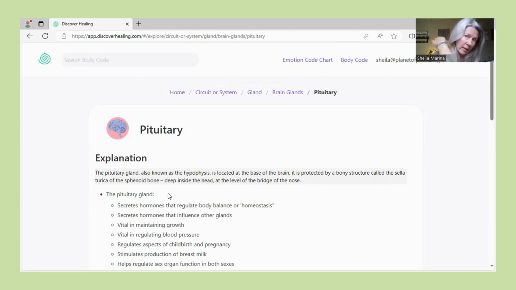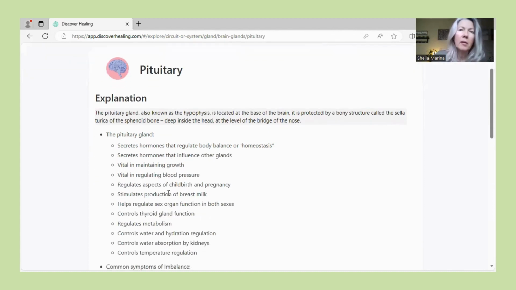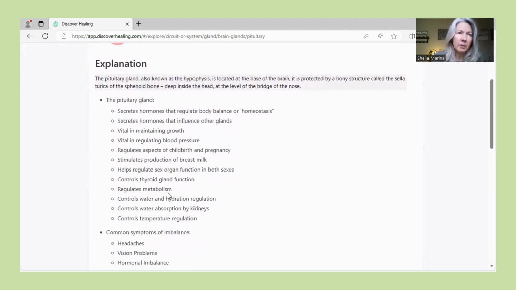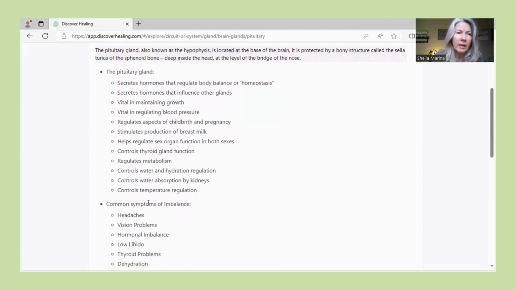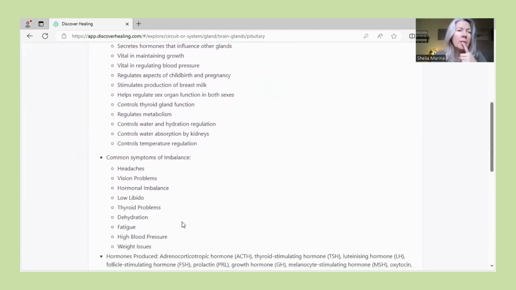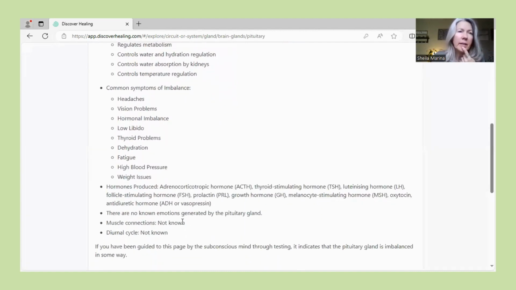And I would believe that it would be relatively the same in a dog's brain as well. So the pituitary gland is responsible for secreting lots of hormones, and it regulates metabolism. It's water absorption by the kidneys. Some of the imbalances could be headache, dehydration, fatigue, some of the hormones that are produced by the pituitary gland.